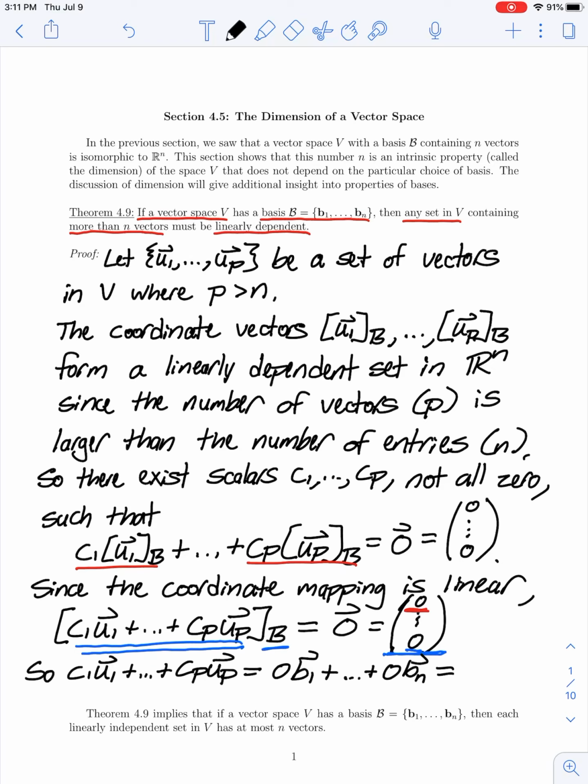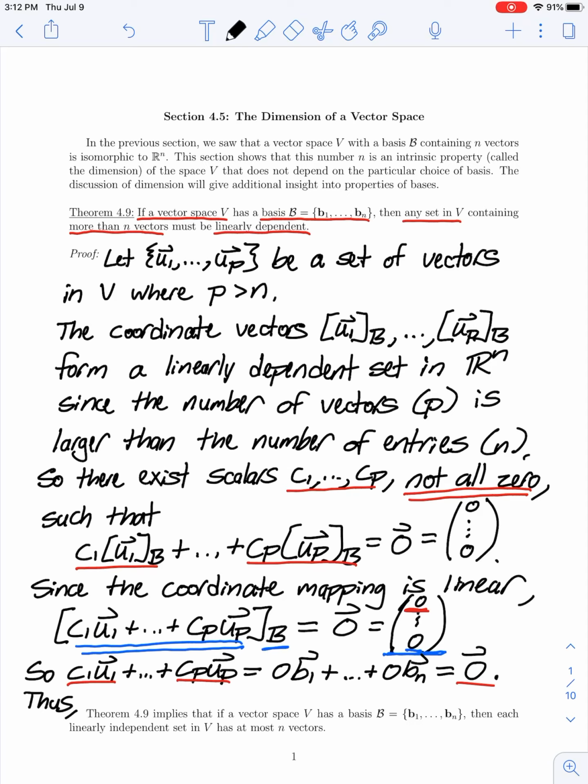So the sum of these 0 terms gives us the 0 vector in our vector space. Now, since we've already established that these scalars, C1 through CP, are not all 0, that means we have a linear combination of the vectors U1 through UP, where the weights are not all 0, which is equal to the 0 vector. So that is the definition of a set of linearly dependent vectors. If there's a linear combination of these vectors with not all 0 weights such that we have the 0 vector.